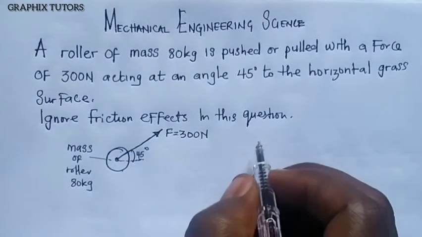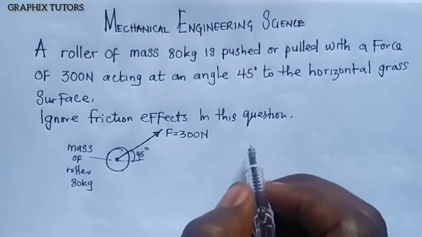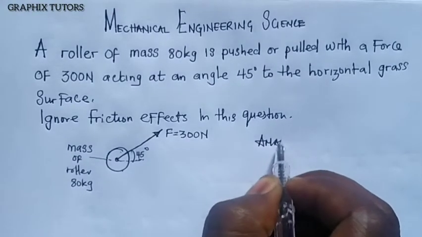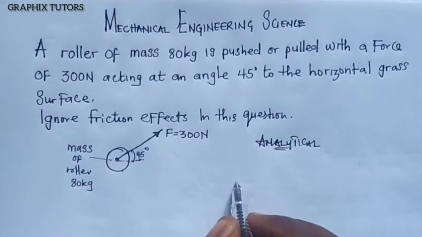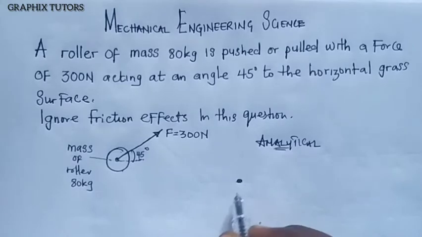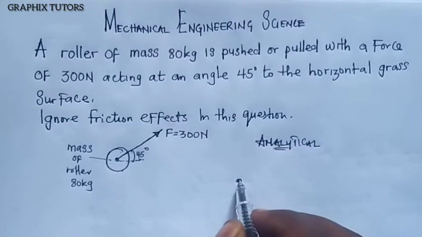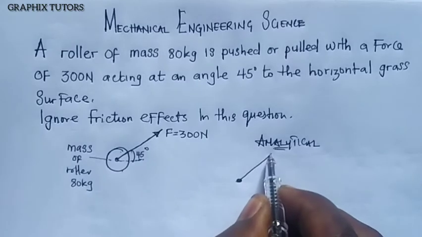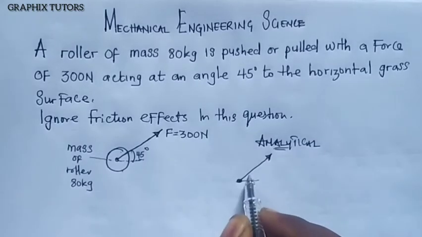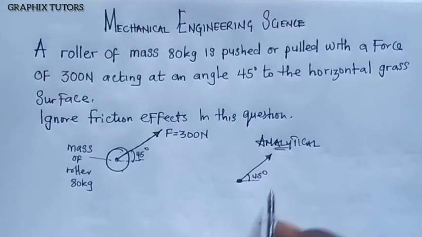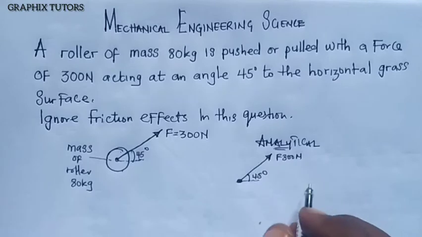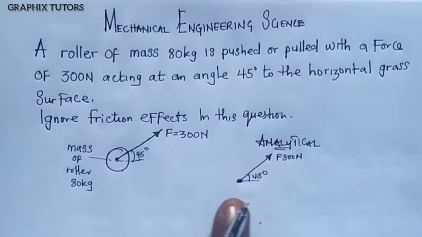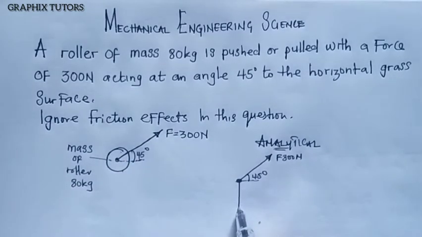Now let's do this analytically before we go into graphical aspects. In the analytical way, this is the mass here. It is inclined at an angle of 45 degrees. And the force is 300 Newton. Is that taken? So what you need to know, the fact that it is inclined, you have to resolve.